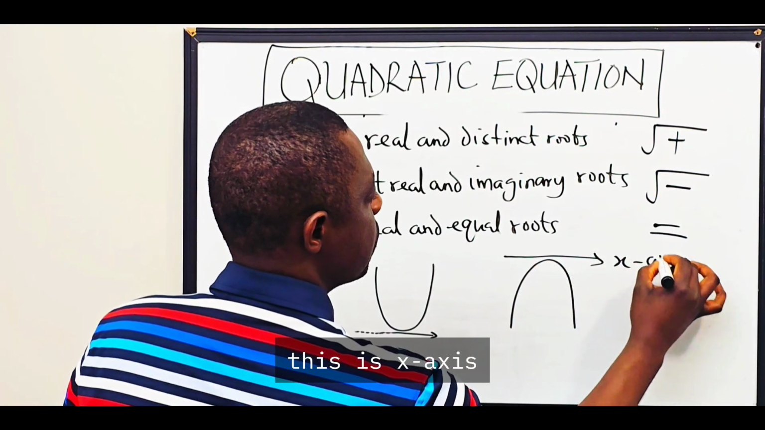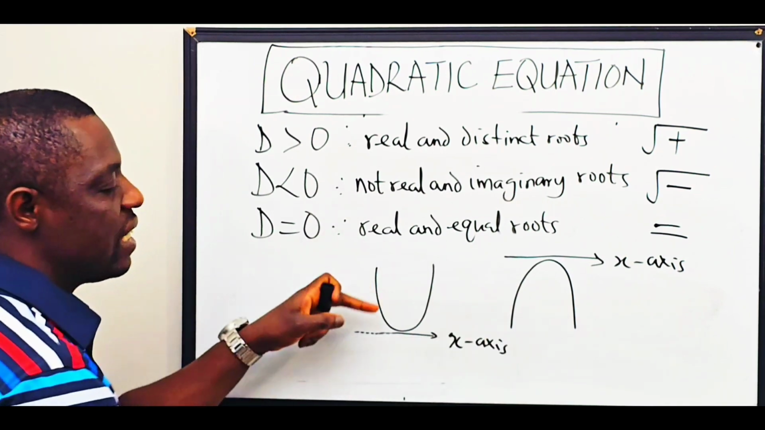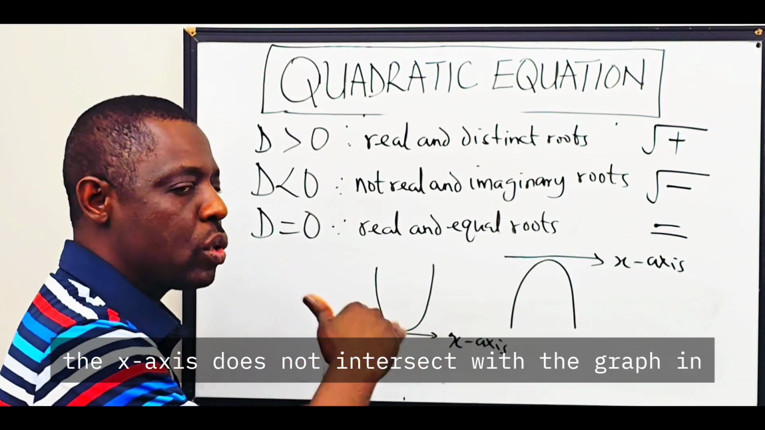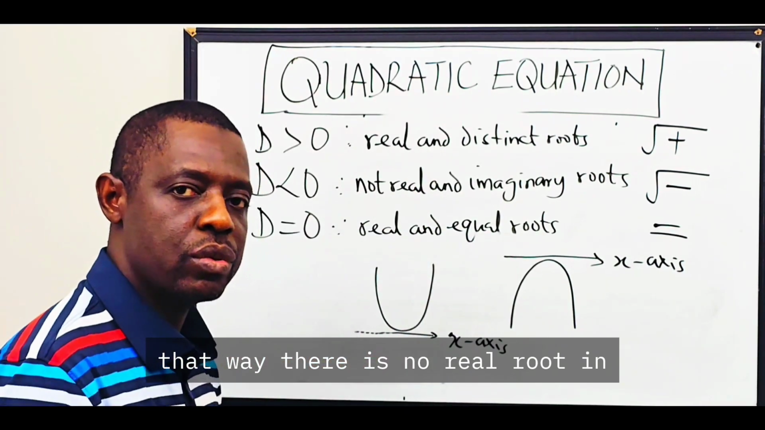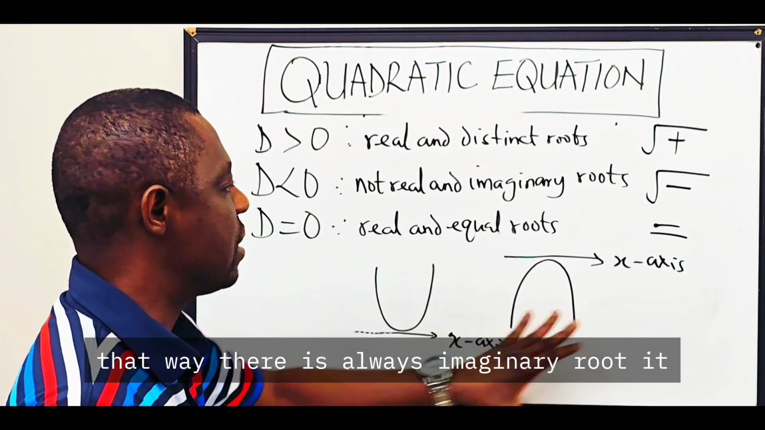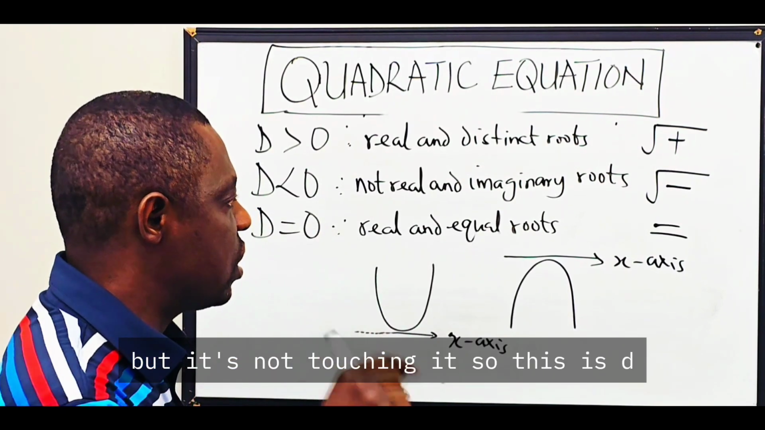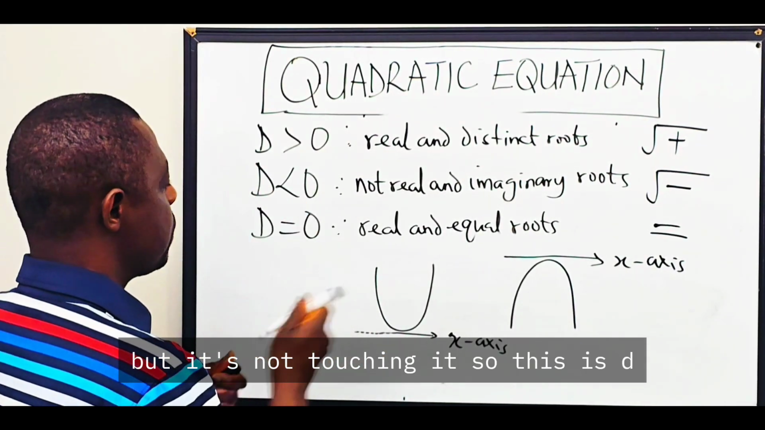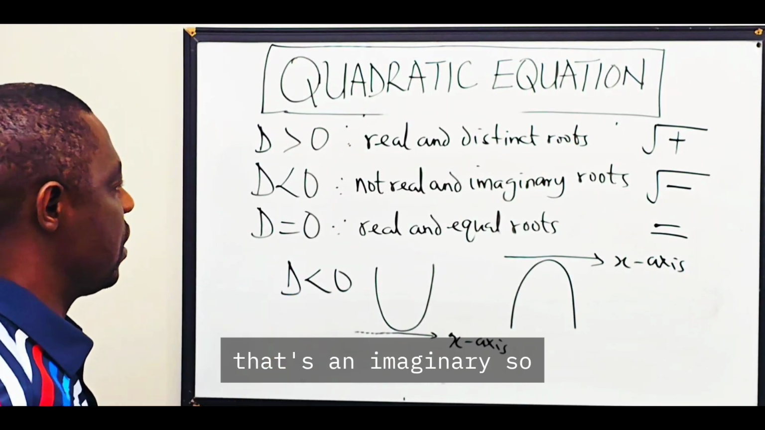This is the x-axis, and this is the x-axis. It means that the x-axis does not intersect with the graph. In that way, there is no real root; there is always an imaginary root. It doesn't touch it. It looks like it's going to touch it, but it's not touching it. So this is d less than 0. That means that's an imaginary root.